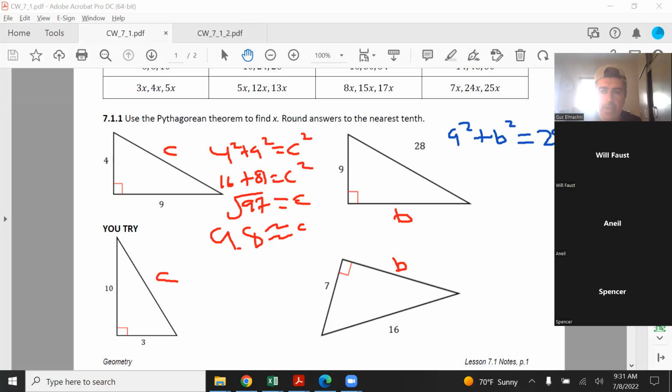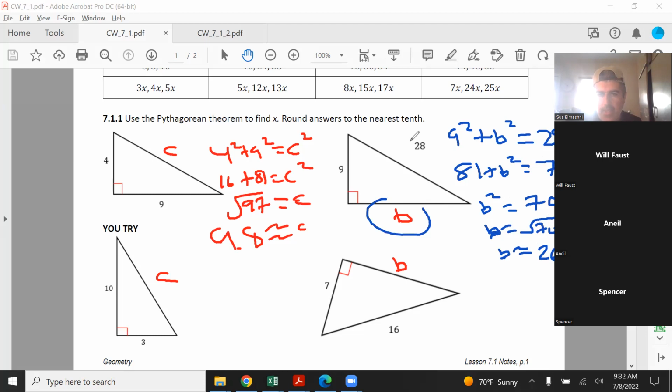equals 28 squared. Okay. 81 plus B squared. What's 28 squared? 784. So 703. So B is root 703, or B could be approximately 26.5. And obviously this has to be less than 28 because 28 is the biggest side, it's opposite the 90 degrees.